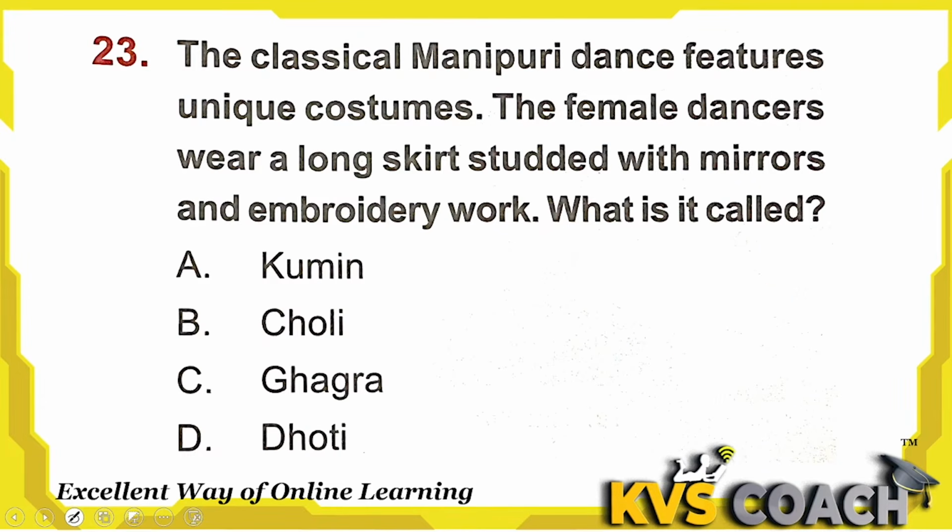Next question is, the classical Manipuri dance features a unique costume. The female dancer wears a long skirt studded with mirrors and embroidery work. What is it called? It is called kumin. Option A is the right answer here. Choli, ghagra and dhoti are the costumes used in Garba in Gujarat, where the women wear choli and ghagra and the men wear dhoti. Sometimes in Rajasthan also the women's dress is known as choli ghagra and the men's dress is known as dhoti kurta. But for kumin, Manipuri is the right answer.